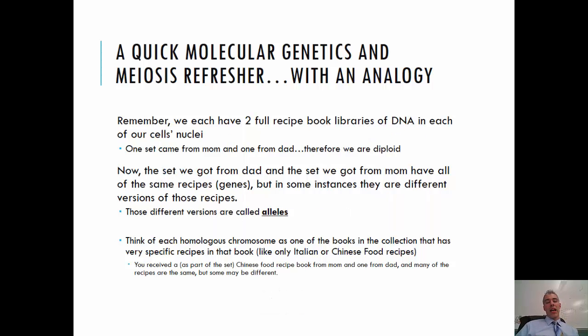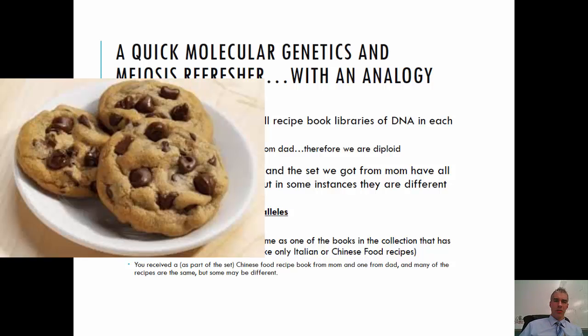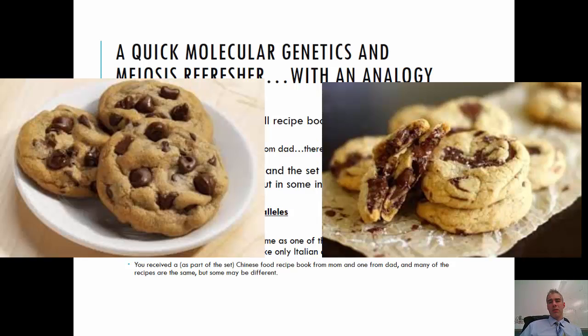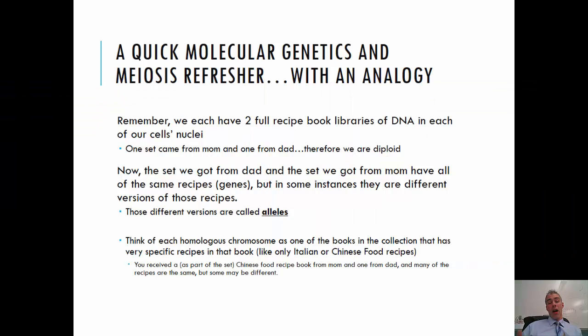The set we got from dad and the set we got from mom have the same recipes or genes in them, but they may have different versions of those recipes. Maybe some of the recipes were changed a little bit, different ingredients were put in there, okay? Those different versions are called alleles, and because you have these different versions, they sometimes can cause differences in the dish that you make or the trait that you create in an organism.